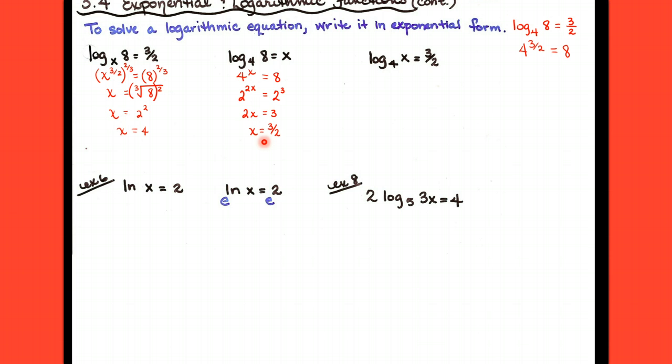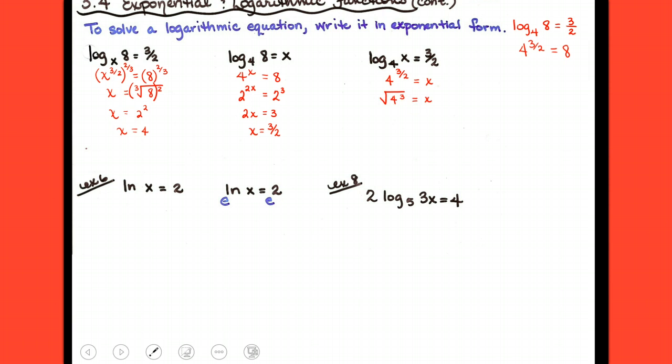All right, and then the last type is if they leave out what I'm taking the log of. So I'll switch that to its exponential form. So 4 to the 3 halves is equal to x. And this one is just an issue of simplifying whatever I have on the left-hand side.